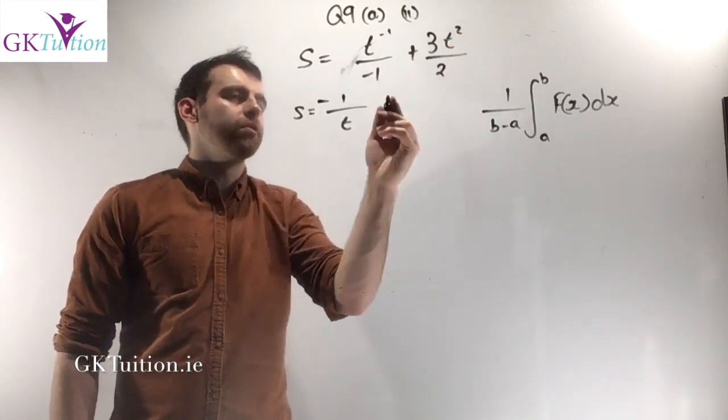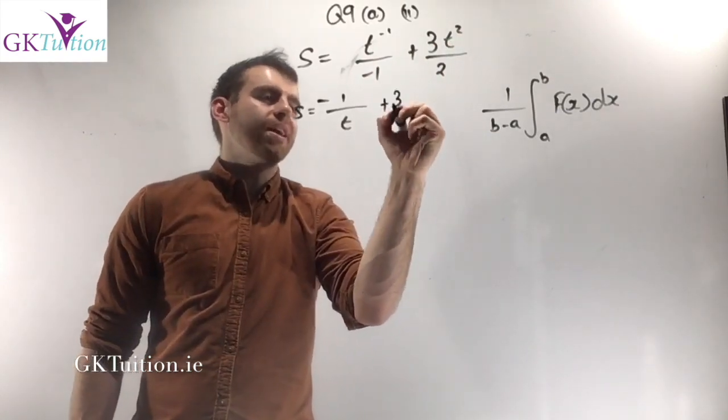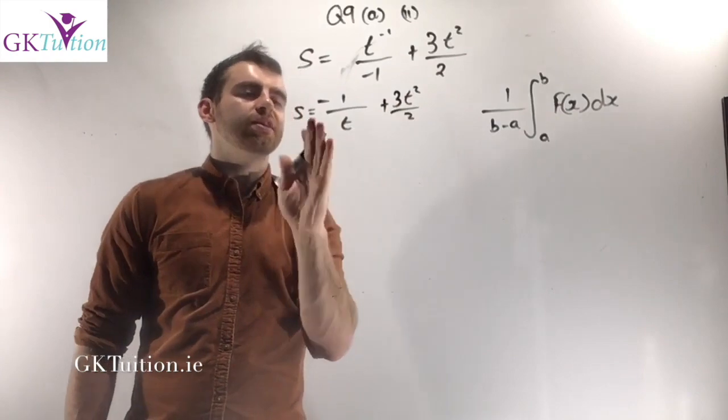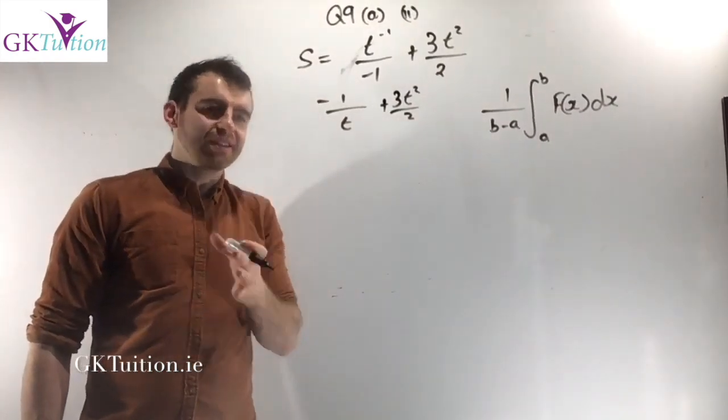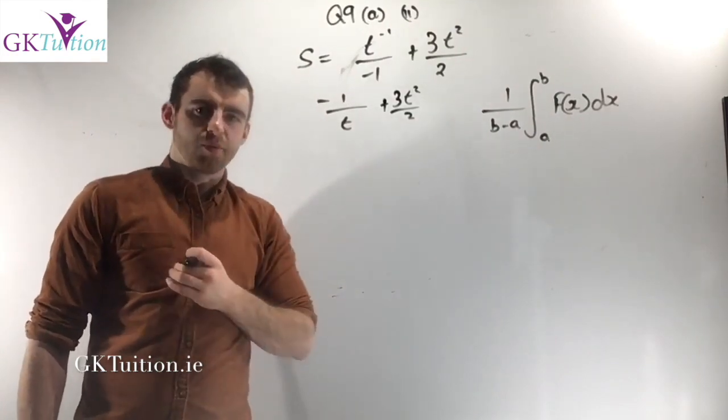Then 3t squared over 2, I can't make that any nicer, so I'll just leave it as it is, 3t squared over 2. So that's the speed simplified down. And now I need to integrate the speed using the limits that were given.